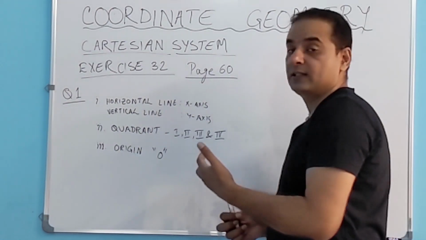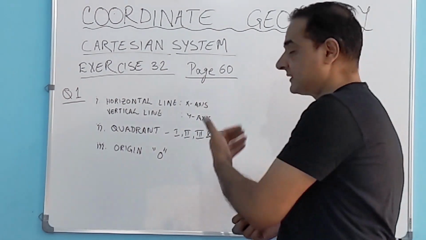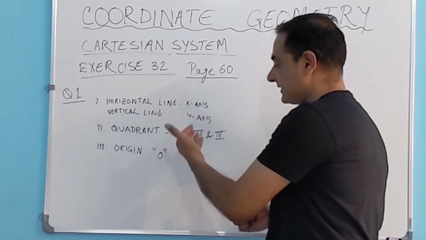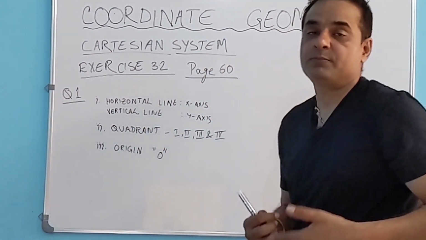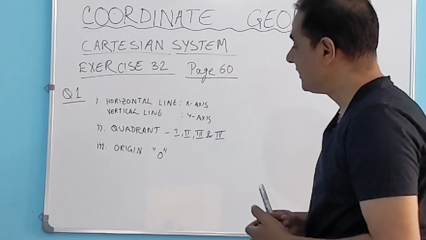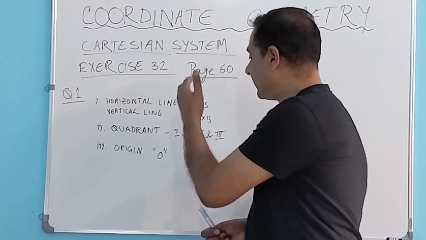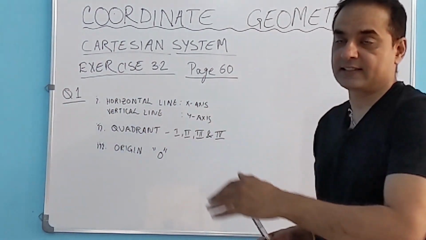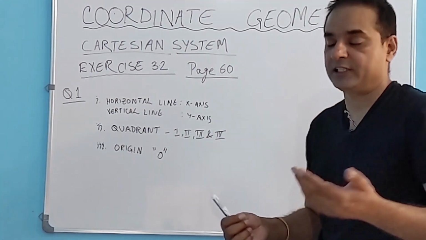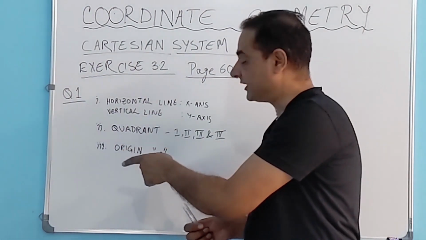The second question is, what is the name of each part which is formed by these two lines, the x-axis and y-axis? The answer is that each part formed by the x-axis and y-axis is called a quadrant. Basically there are 4 quadrants: first, second, third and fourth. Now the third part of the question is, what is the name of the point where these two lines, the x-axis and y-axis, intersect? They intersect each other perpendicularly at 0, and that point is known as the origin, denoted by the letter O.